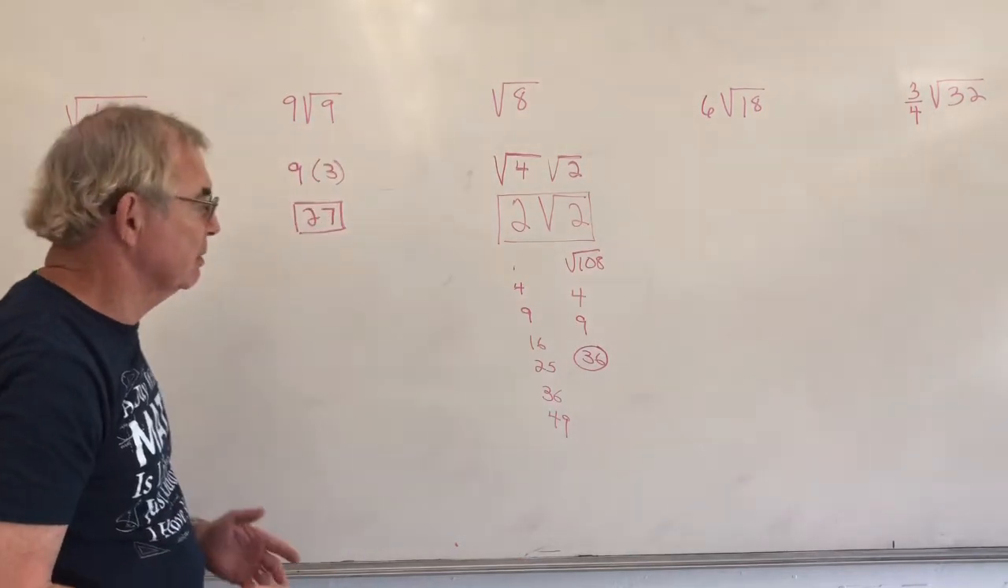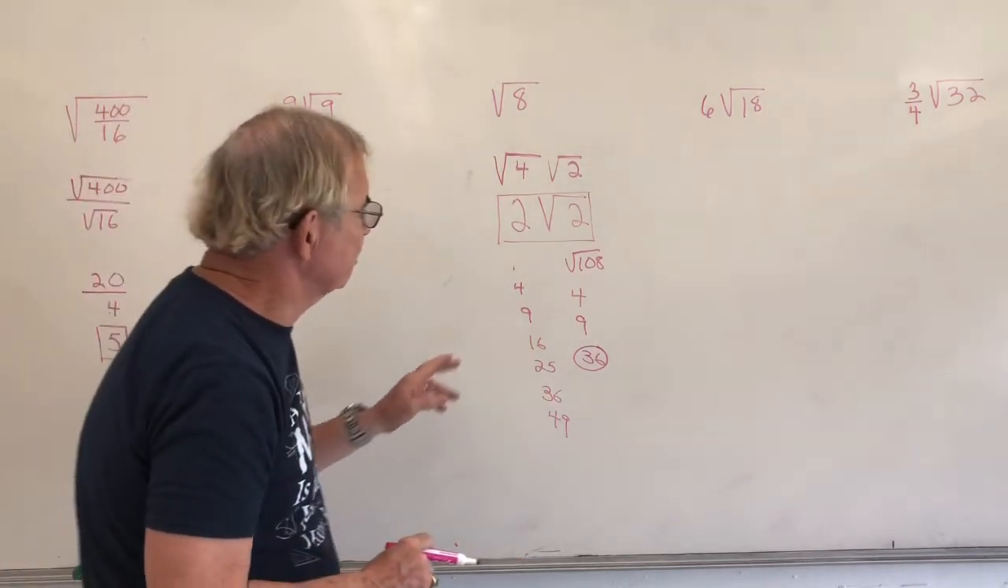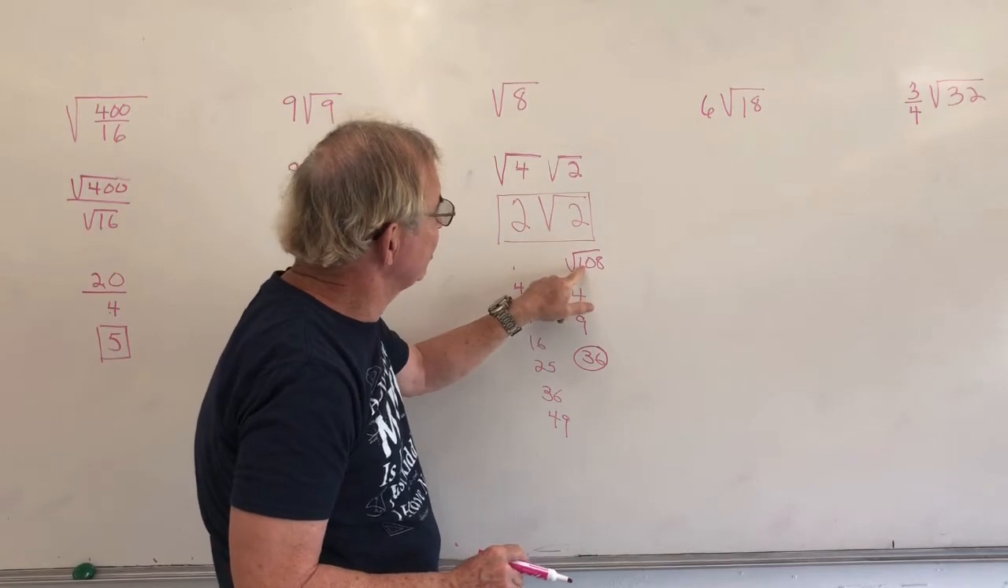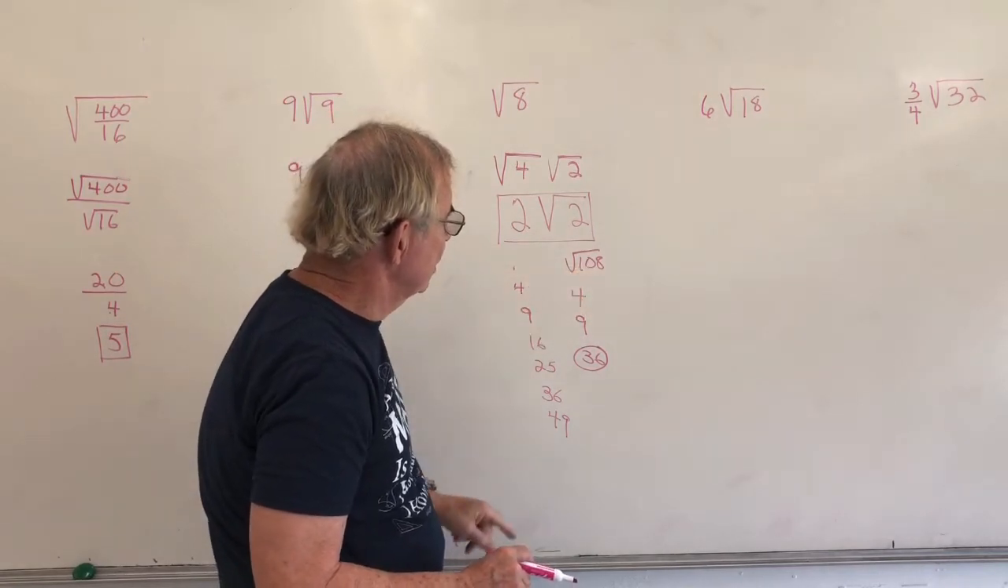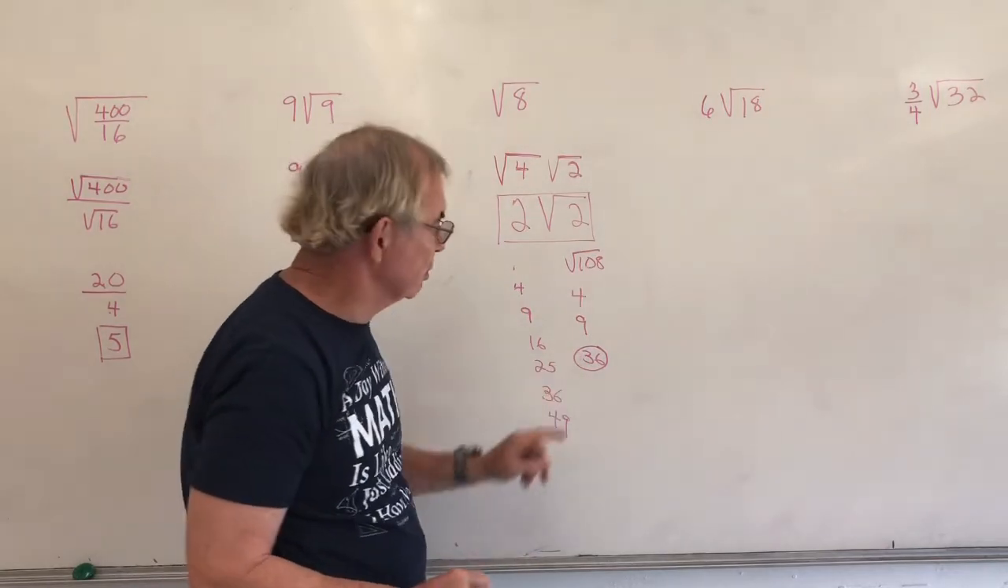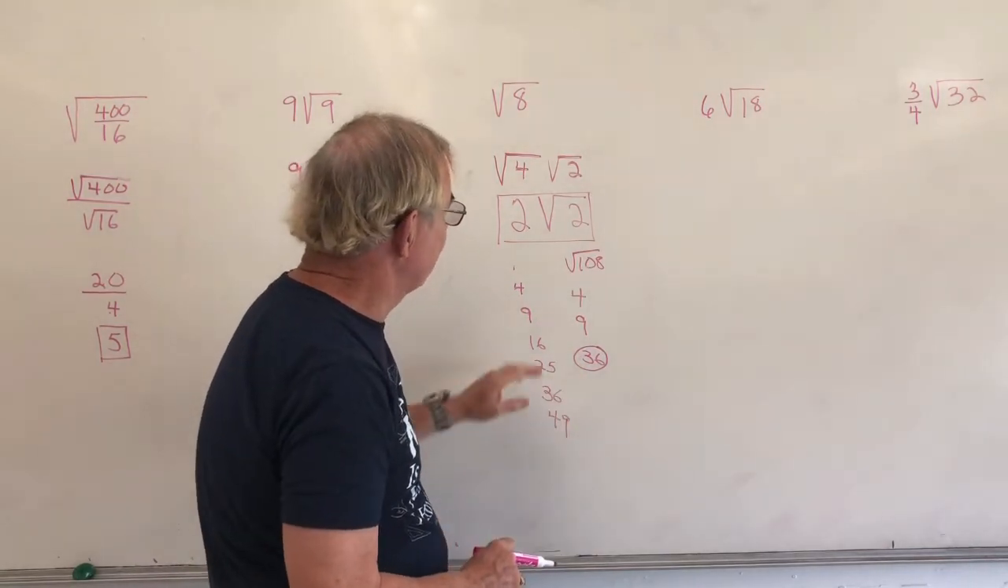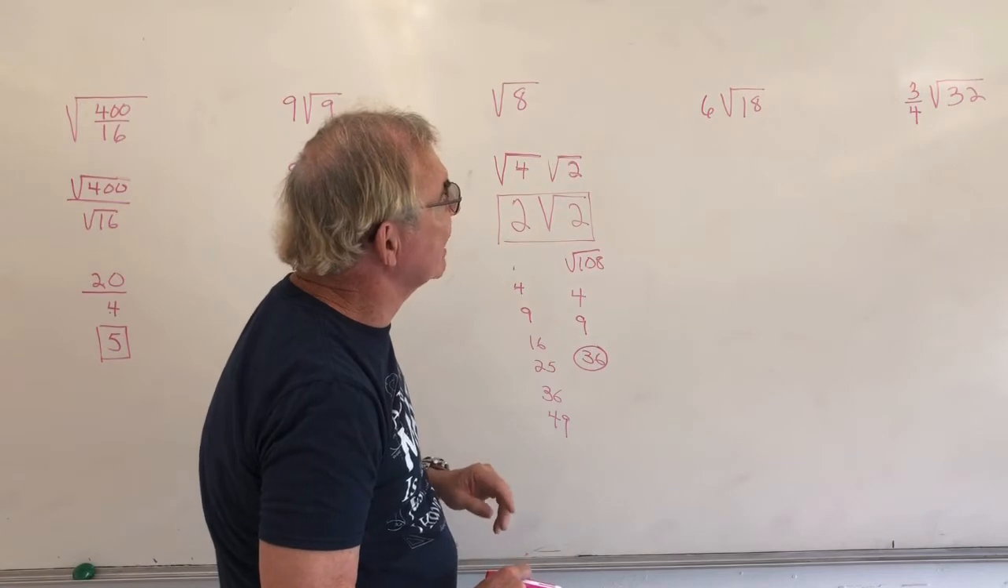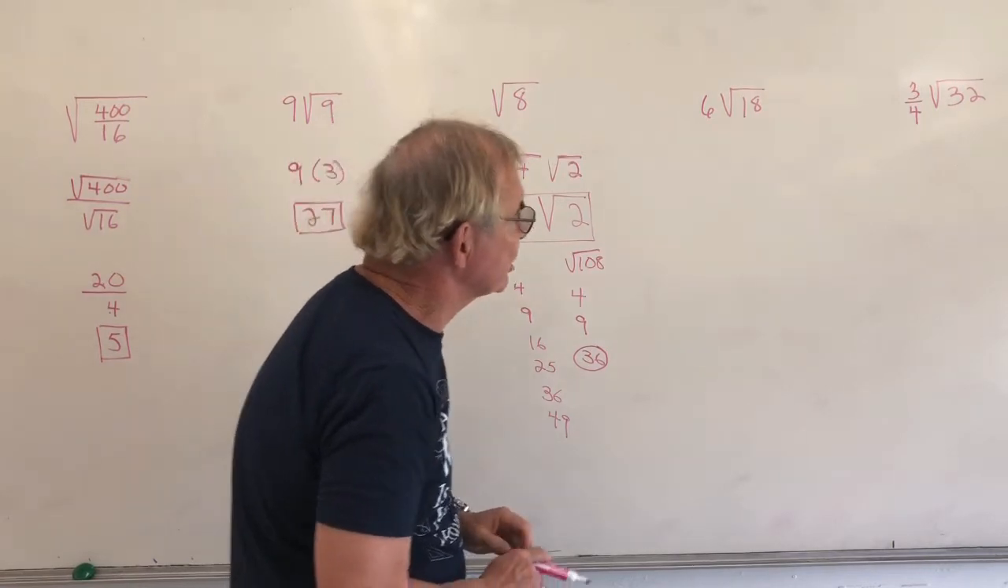So I guess if there's a moral of the story, it's that if there are multiple squares to divide into the 108, to get the answer the quickest, choose the larger square. Okay, so we'll practice that on one in just a minute.